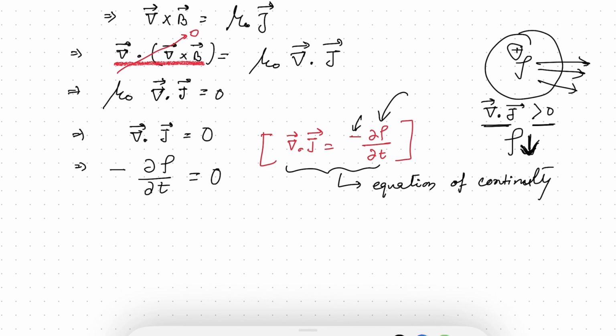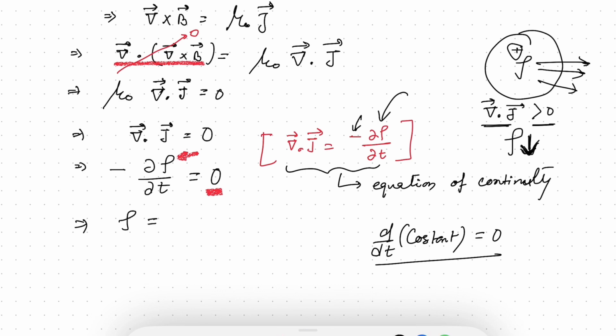So now you see, if the derivative of rho is 0, right, we know that the derivative of a constant is equal to 0. So that is why the derivative of rho is 0. What does it mean? That means rho is equal to constant, right? So from this result we can say that Ampere's law is applicable.